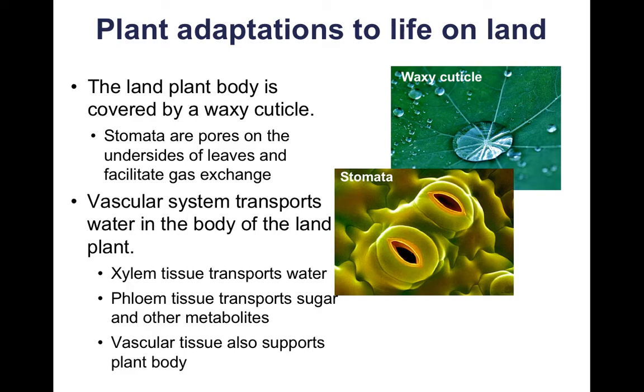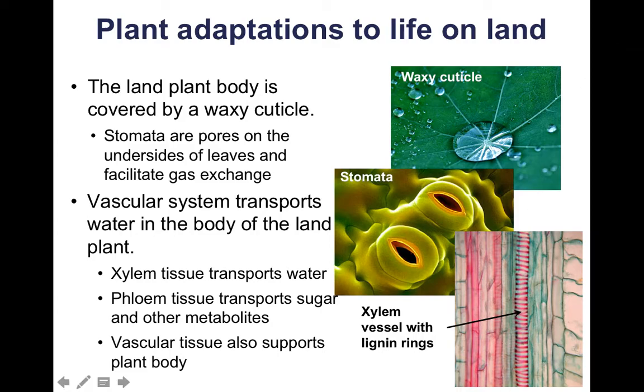Some land plants also have a vascular system. This is a specific type of tissue system that allows the transport of materials through the plant. We have what's called xylem tissue, which transports water from the ground up through the top of the plant. And then we have phloem tissue, which transports sugar and other plant metabolites throughout the plant. The other function of the vascular system is to help support the plant body. Again, plants have to deal with gravity. They don't have water to support them, so the vascular tissue helps support the plant.